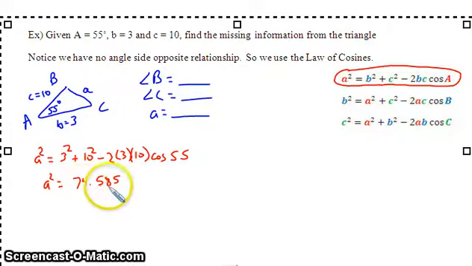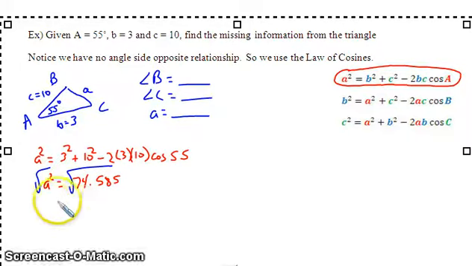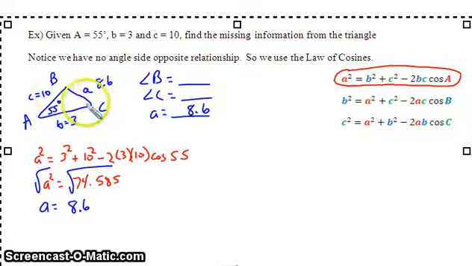I'd want to keep that answer in my calculator so that when I try to solve for A, and I'm taking the square root, I'm going to get the correct value. I would find that A would be equal to 8.6. So now that I know all three side lengths, I have a decision to make about which angle I want to find next. And here's an important piece of information to remember about using the law of cosines. What's nice about the law of cosines is you never have to check for the possibility of two different triangles, like you have to when you use the law of sines.